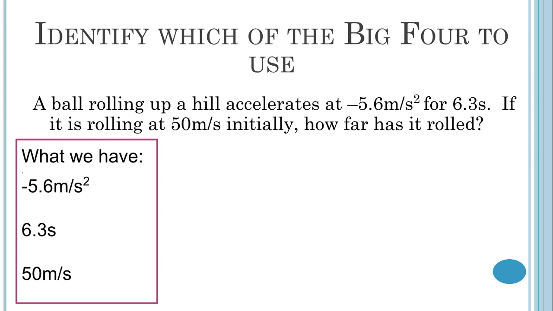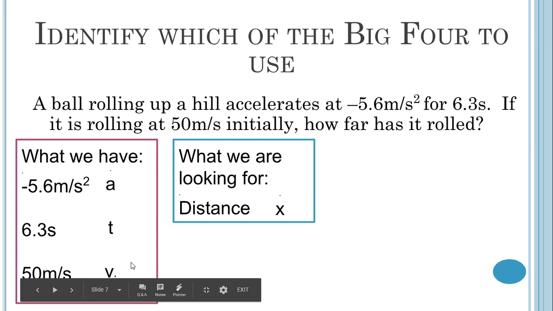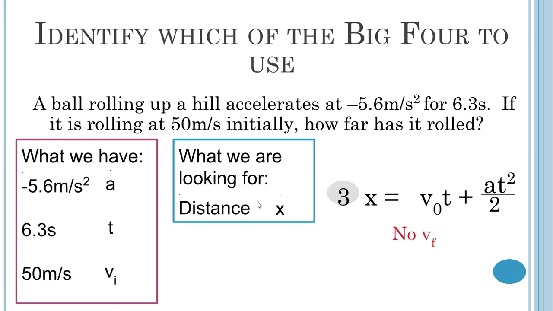50 meters per second. You recognize that it says accelerates at this, or that there's a meters per second squared. That is acceleration. 6.3 seconds is time, and it tells us that it's rolling at 50 meters per second initially. How far has it rolled would be our distance, which is x. So we have acceleration, time, initial velocity, and distance. The one thing we don't have is a final velocity. So the equation we would be using is the third one, with no final velocity, no VF.